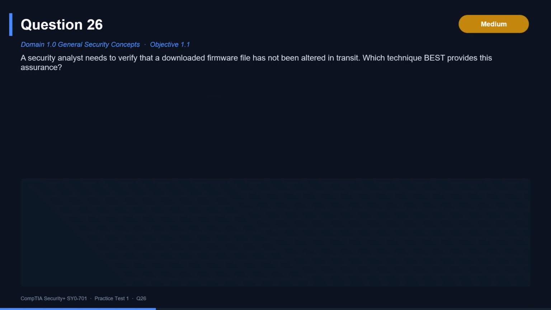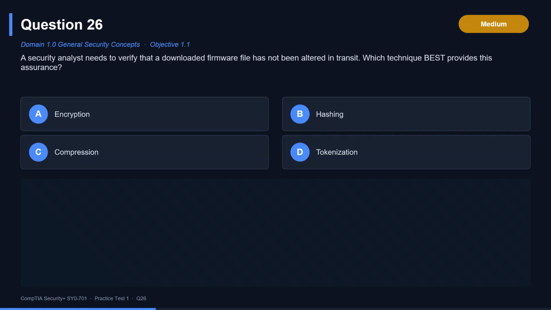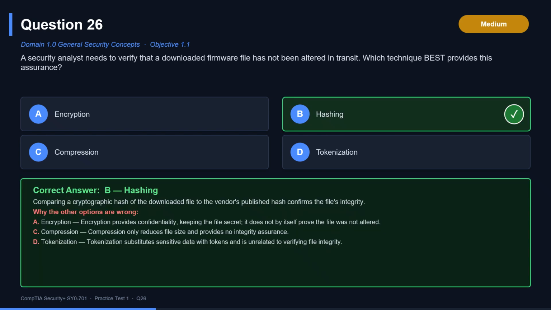Question 26. A security analyst needs to verify that a downloaded firmware file has not been altered in transit. Which technique best provides this assurance? The correct answer is B, hashing. Comparing a cryptographic hash of the downloaded file to the vendor's published hash confirms the file's integrity.